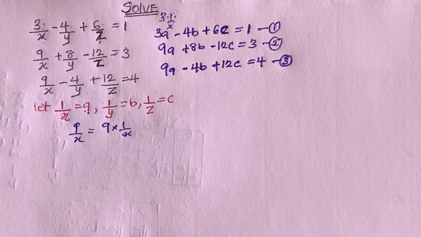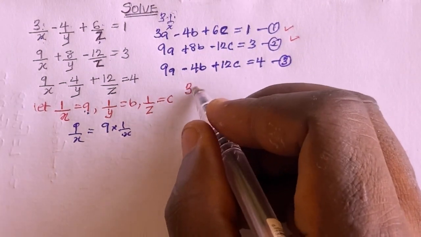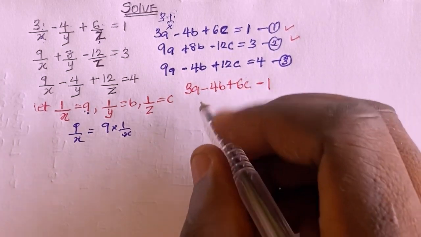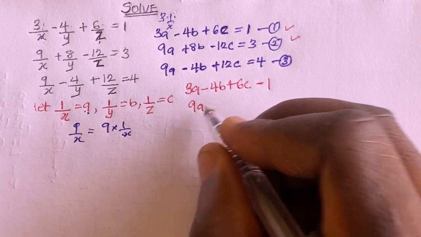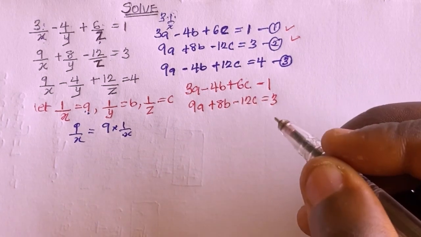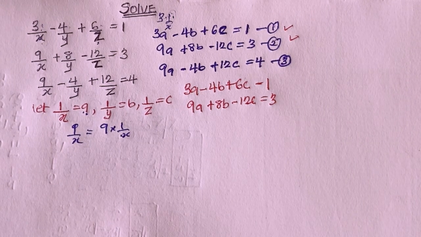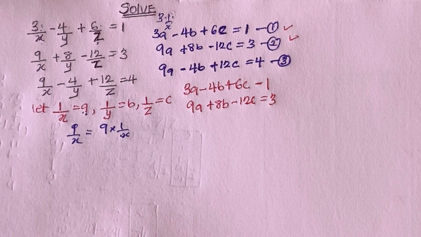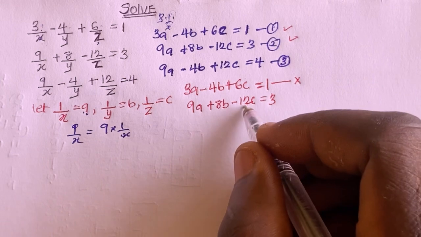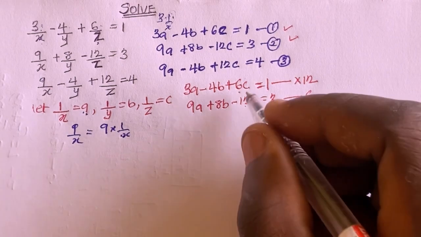So after that, I'll pick these two first. Picking these two equations, I'm going to have 3a minus 4b plus 6c equals 1, then the next one, 9a plus 8b minus 12c equals to 3. In this case I can choose to eliminate any of the variables, but let's choose to eliminate c. We multiply this by this coefficient, 12, and we multiply this by the other coefficient, 6, since we choose to eliminate c.